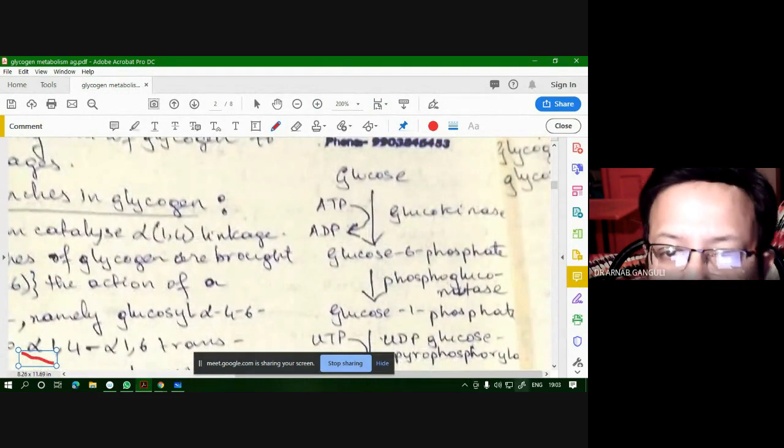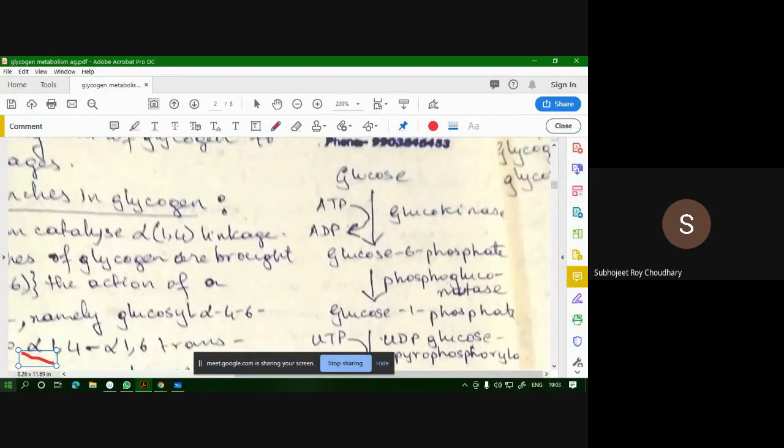Are you able to see glucose here? Yes, sir.